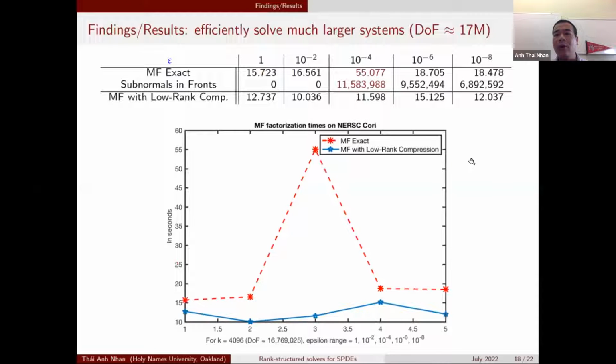When I increase to a system of nearly 17 million unknowns, the factorization time of the exact solver is about 55 seconds. And with low-rank compression, the factorization time is just about 10 seconds. But again, there is an inconsistency in terms of the values of epsilon.